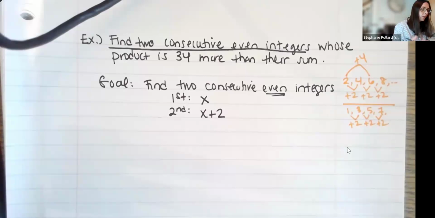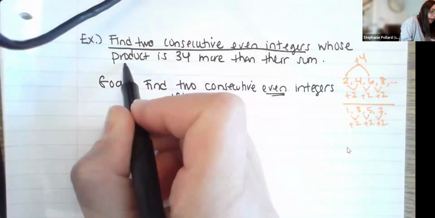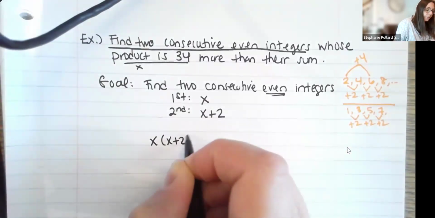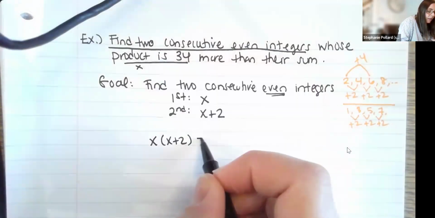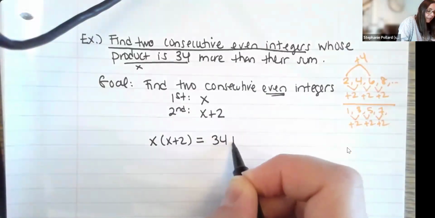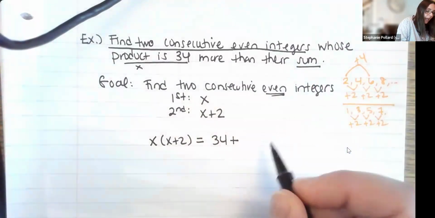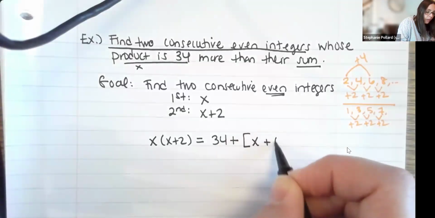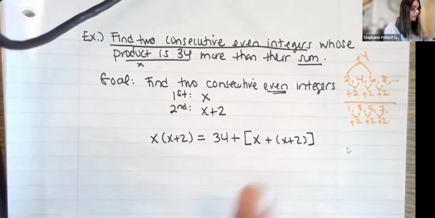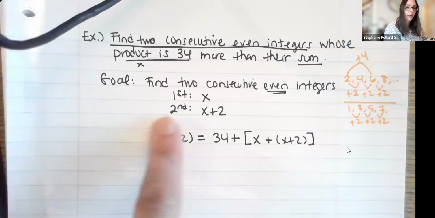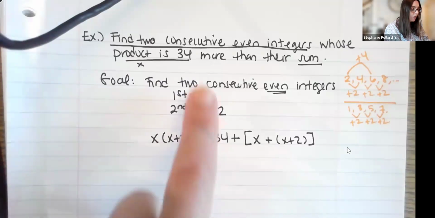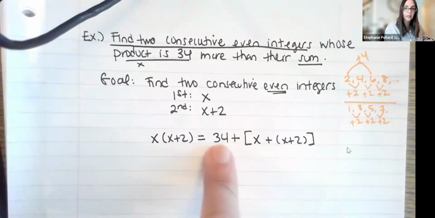All right, so now what do I know? I know that their product, so product means to multiply, so if I multiply them together, it is 34 more than, so 34 plus their sum. And their sum is adding together, so x plus x plus 2. So let me talk through this one more time with you. It says their product, so I'm multiplying those two integers. Is means equals. 34 more is 34 plus.